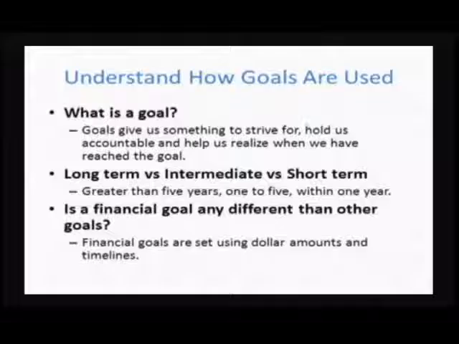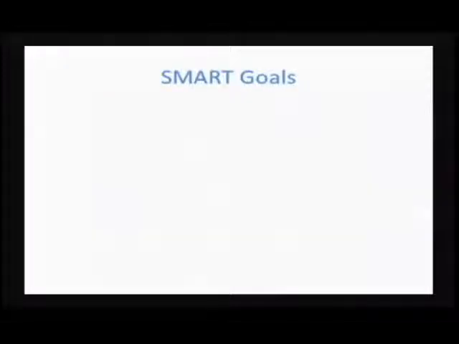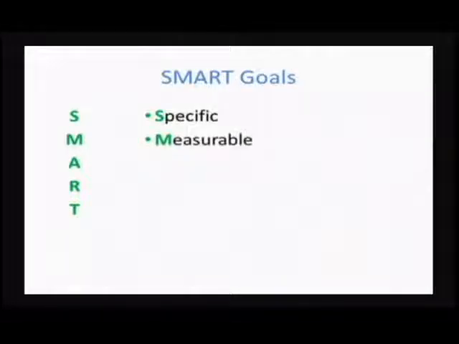So we need to start setting some goals. We now understand what a goal is and how we can use them. One of the techniques to look at goals is to call it a SMART goal. Goals need to be specific. You need to establish exactly what it is that you want out of your goal. Part of specific is to make it measurable. Your goal needs to be measurable.